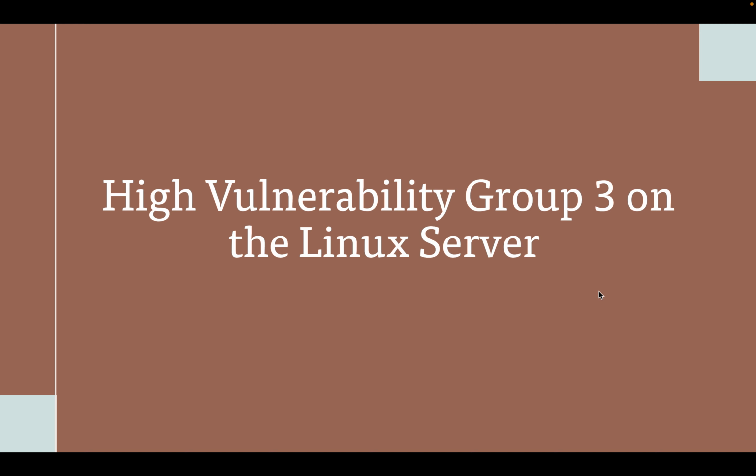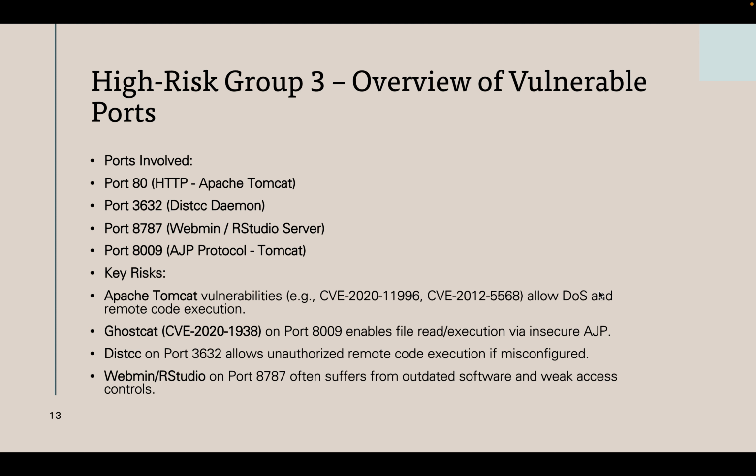Moving on, we have group number 3 on the Linux server. In group number 3, we have port 80, which relates to HTTP, port 3632, distcc daemon, port 8787, Webmin, port 8009, Tomcat. So the key risk with this group is the Apache Tomcat vulnerability. This can allow a DoS attack and remote code execution.